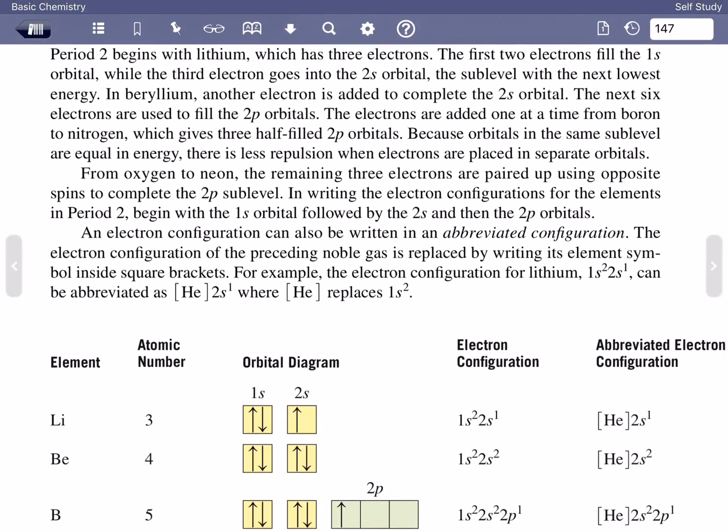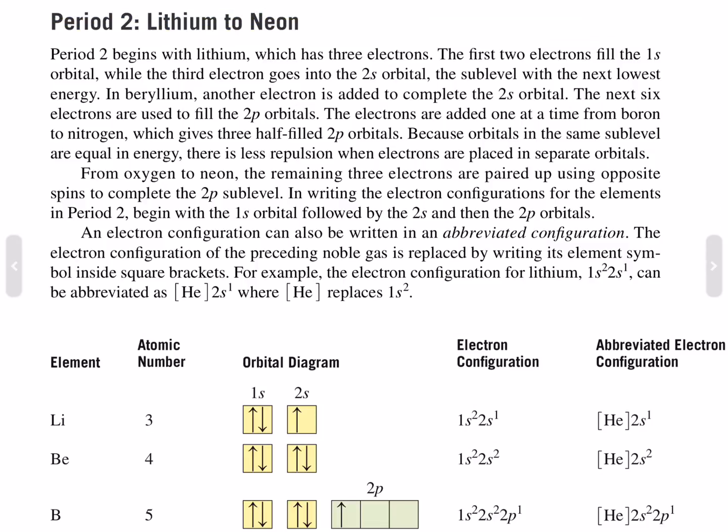Period 2. Lithium to neon. Period 2 begins with lithium, which has 3 electrons. The first 2 electrons fill the 1s orbital, while the third electron goes into the 2s orbital, the sublevel with the next lowest energy. In beryllium, another electron is added to complete the 2s orbital.